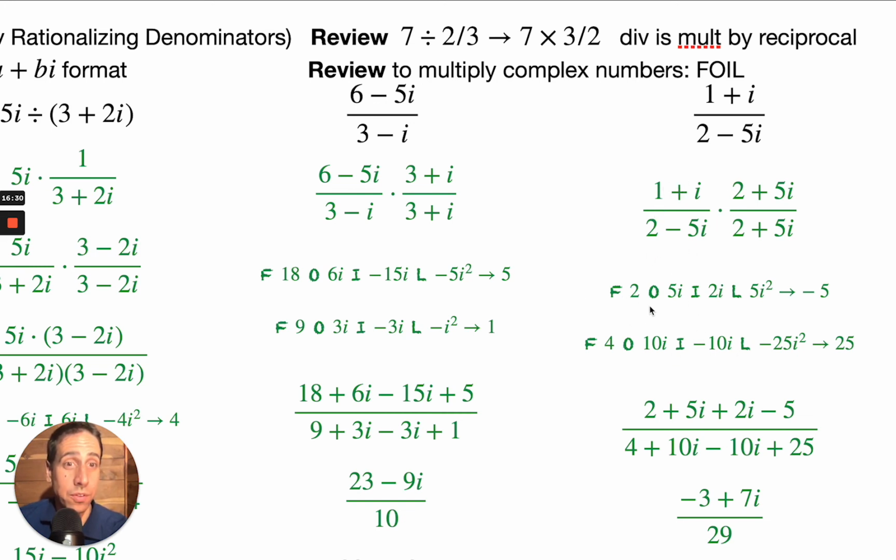1 times 2 is 2. Outside, 1 times 5i is 5i. Inside, i times 2 is 2i. Last, i times 5i is 5i squared, which is the same thing as negative 5, because i squared is equal to negative 1. First terms, 2 times 2 is 4. Outside term, 2 times 5i is 10i. Inside term, negative 5i times 2 is negative 10i. Last is negative 5i times 5i is negative 25i squared, which turns into positive 25.